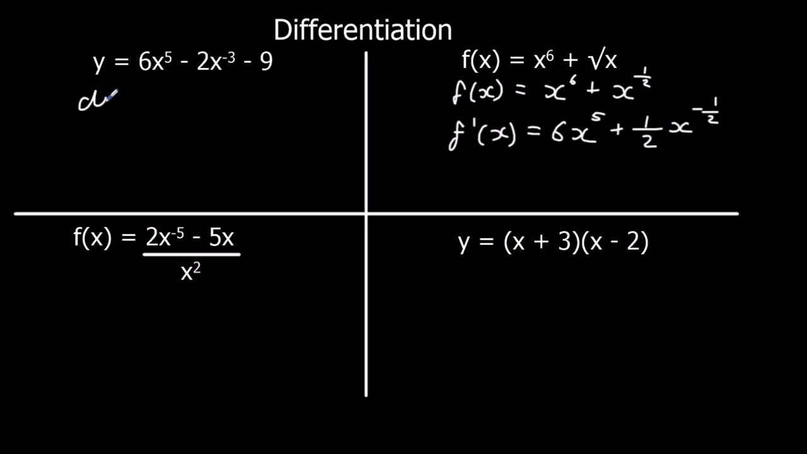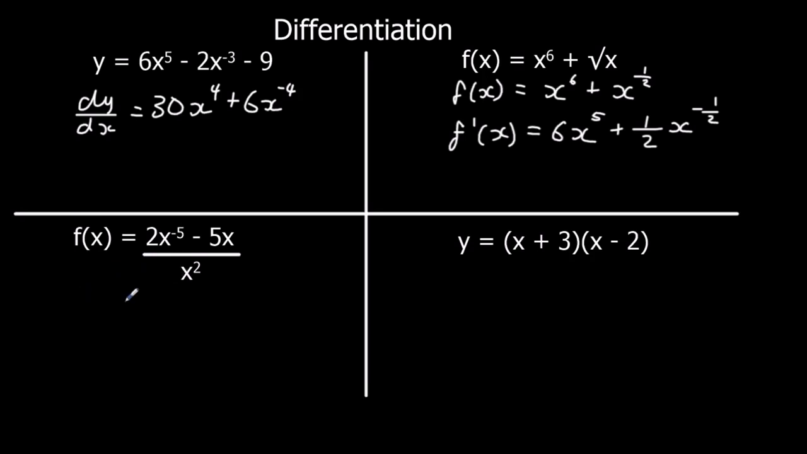Okay, dy dx here. 5 6s are 30. 5 minus 1 is 4. Negative 2 times a negative 3 is a positive 6. And negative 3 minus 1, negative 3 down 1 is negative 4. The number by itself disappears.